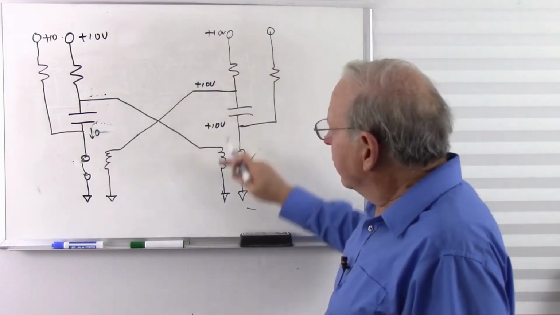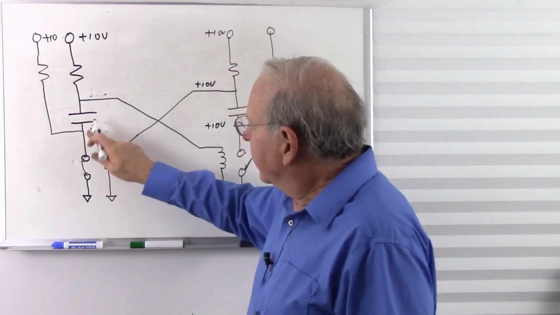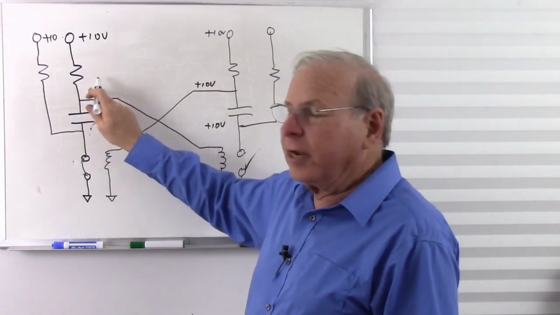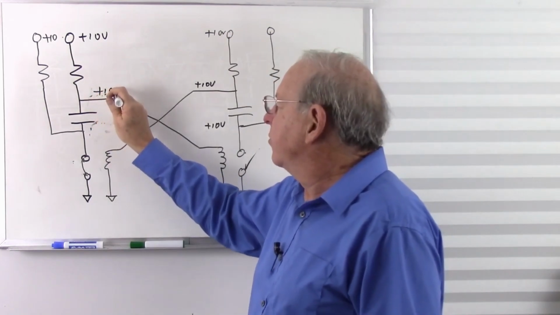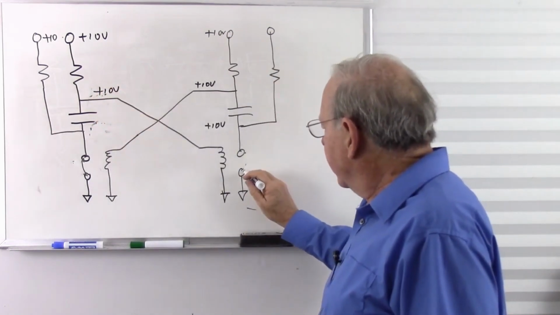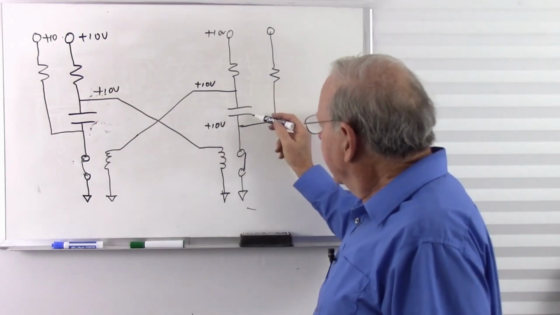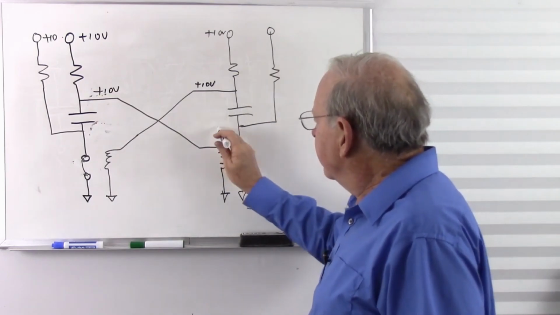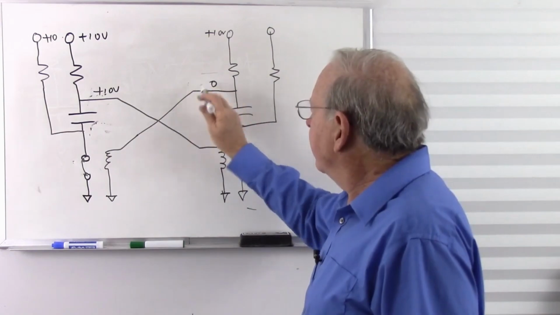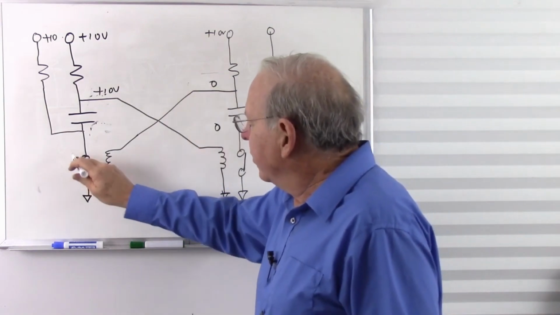So there's no voltage across the capacitor. At the same time, this is charging, going up and up and up. This reaches plus 10 volts. It pulls this relay closed. That pulls this voltage down to 0. To 0. That opens this relay.